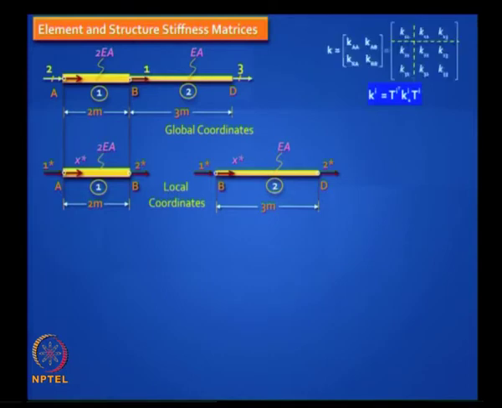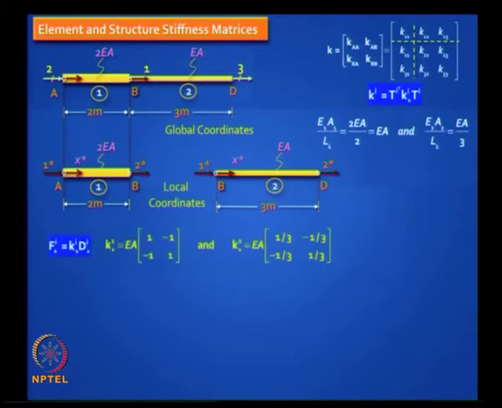You know that the EA by L values of each of them are known, because EA is 2 times for element 1. So is this not easy to do? This is the first one, this is EA by L, and this is 1 by 3. Does it make sense? Plus 1 minus 1, so they are easy to do.